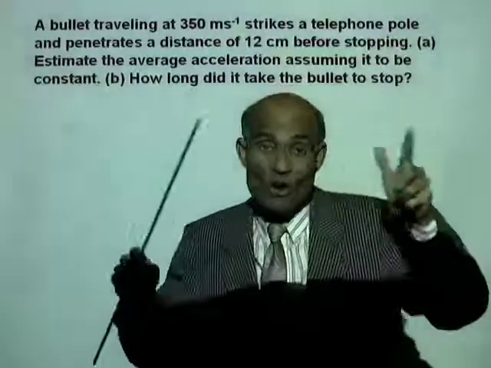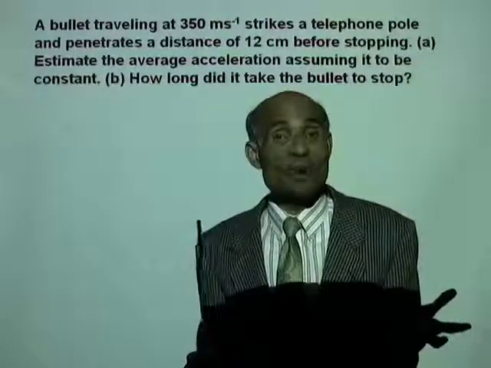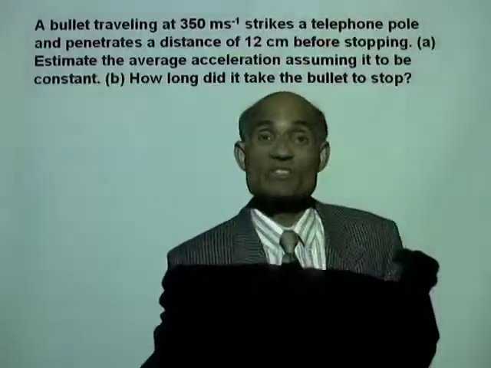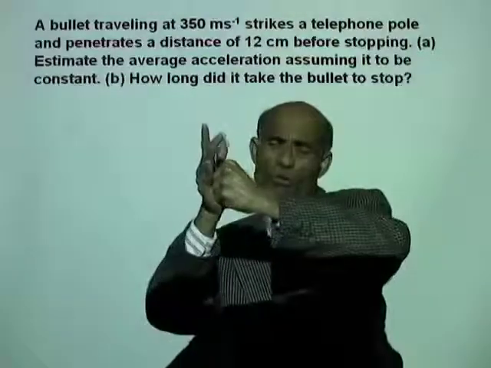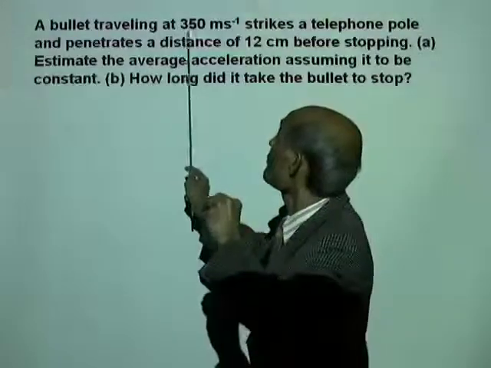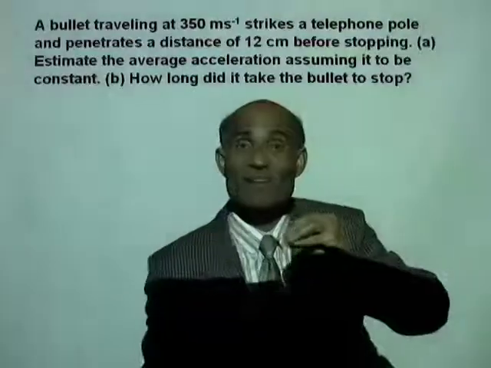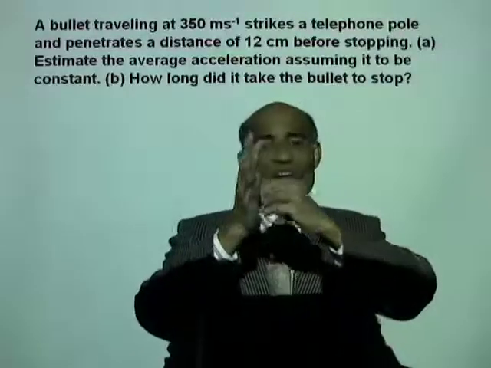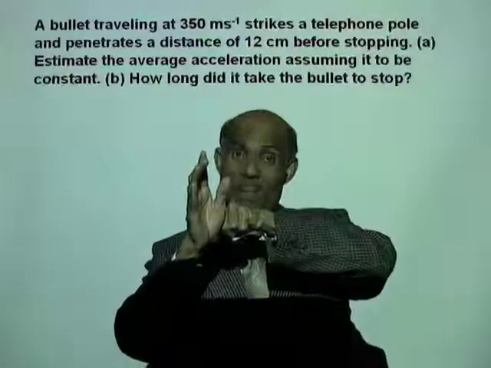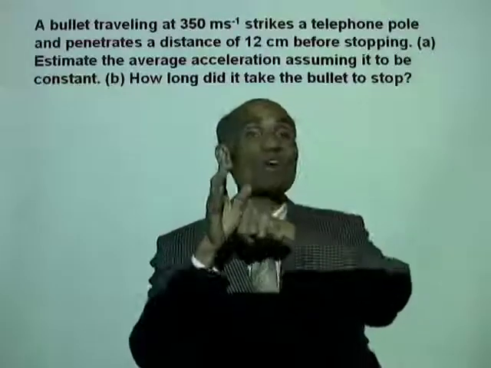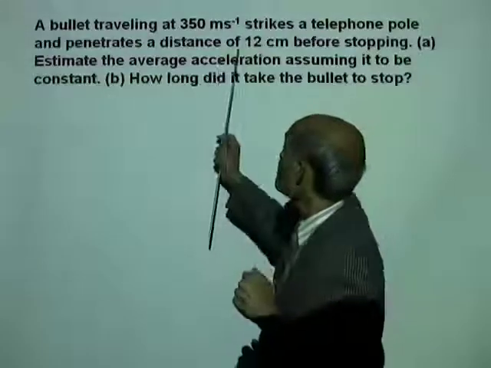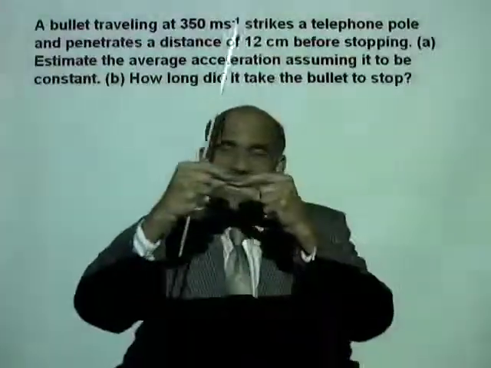Right, if you follow everything that we did so far, you can do this problem on your own. A bullet strikes a telephone pole. The instant when it strikes it, it has this velocity, 350 meters per second. That's the initial velocity. And it penetrates into the pole and stops. Is that right? Yes. What is the velocity when it stops? 0. And it travels this distance, 12 centimeters in stopping.